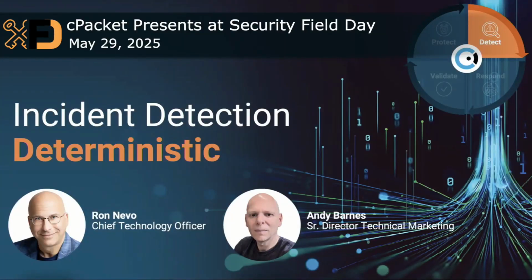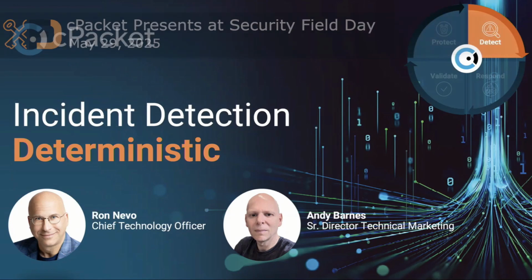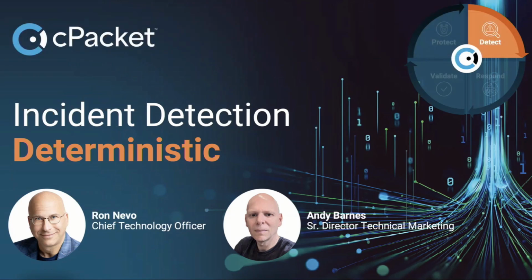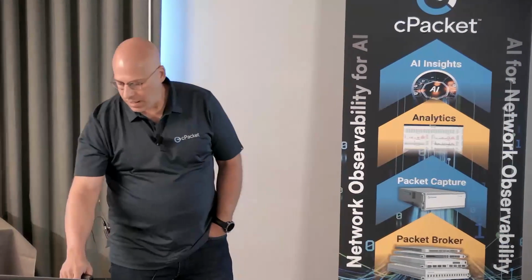So the first section, after the introduction, is going to be about incident detection and how we do it in a deterministic way. What we mean by deterministic is that there is a clear threshold that I can set to begin with and I can start with.